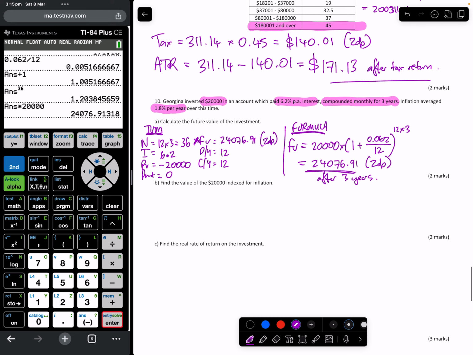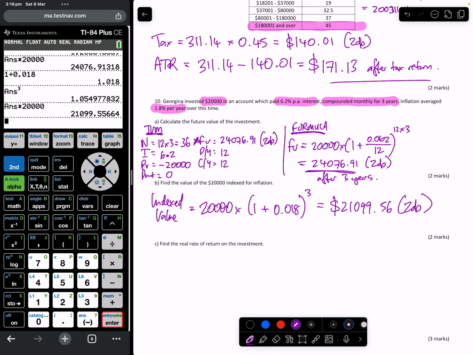Find the value of 20 grand indexed for inflation. Indexed value is the OG value, 20,000, times by 1 plus the inflation rate as a decimal, which is 0.018 to the power of the number of years, which is 3. 1 plus 0.018 to the power of 3 times by 20 grand is 21099.56 to 2 decimal points.